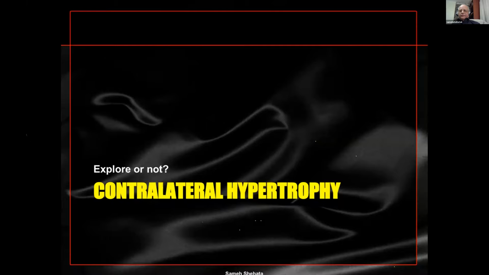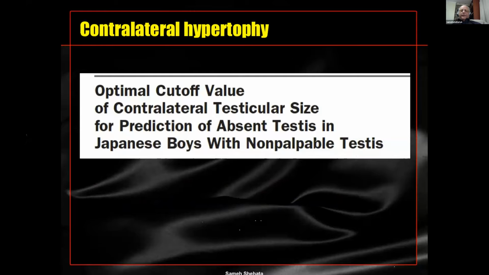So until we receive your response, there is a very interesting study coming from Japan on Japanese children, where they found that there is an optimal cutoff value of contralateral testicular size, which actually predicts the absent testis on the other side. All the children where testicular size was above a certain limit had absent testis on the other side.